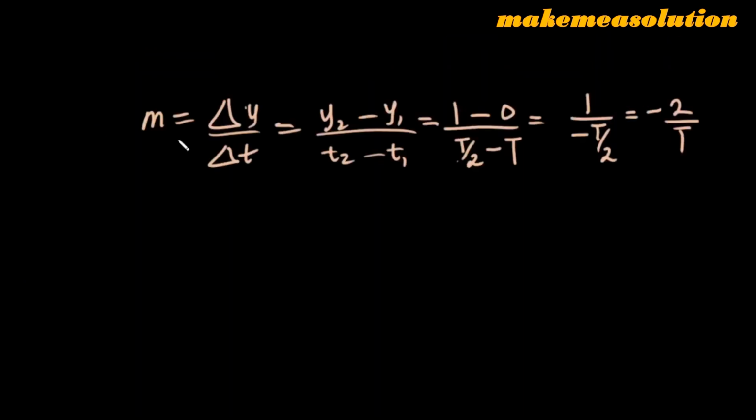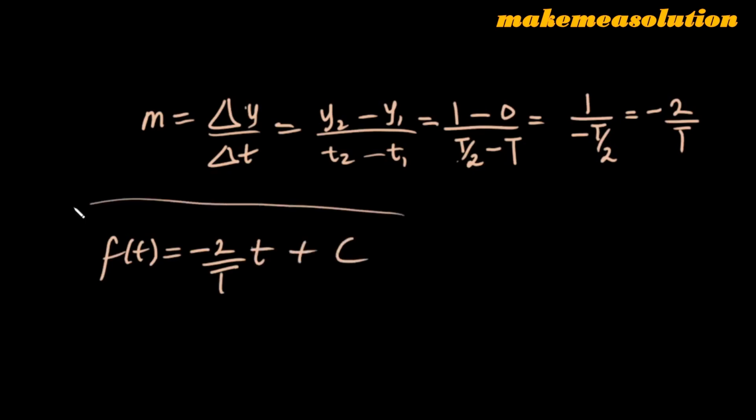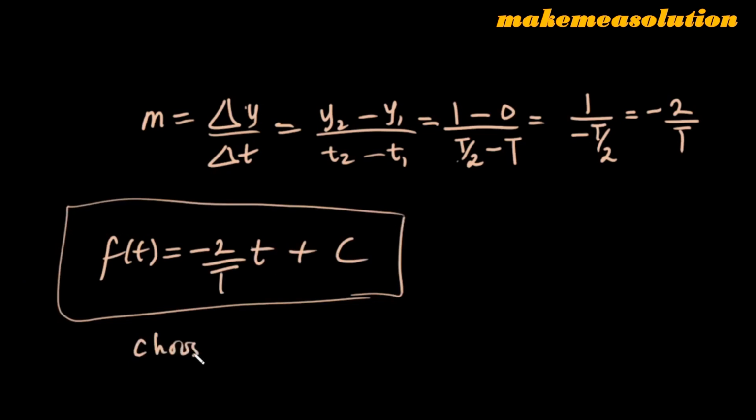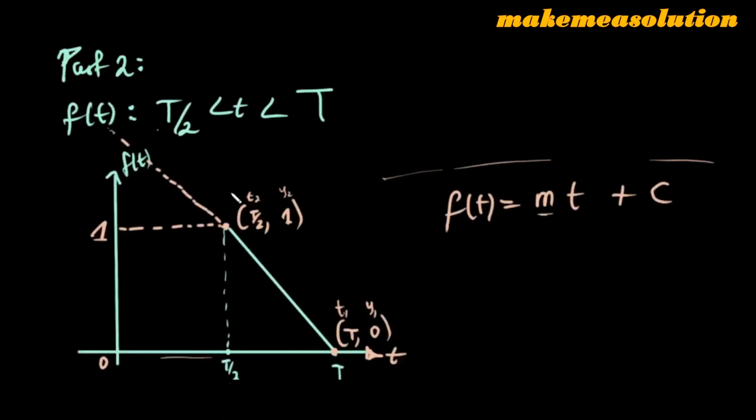So we can now rewrite the function as f of t is equal to m, which is minus 2 over T, times t plus c. We're now going to choose a point on that line, and the point that we're going to use is T comma 0. This one is easier to resolve, so go for points that have 0 in them rather than points that have other numbers. Just like in the first case, we used the origin, it had 0, so it was easier for us to find the value of c. If you go for another point, you will still get the correct value of c, but you're going to solve for much longer. So I'd prefer we go with this one.